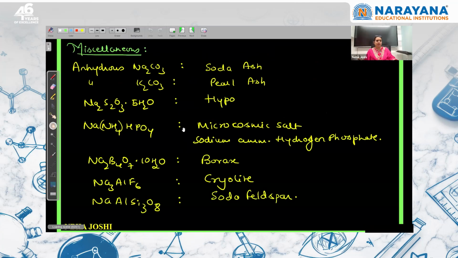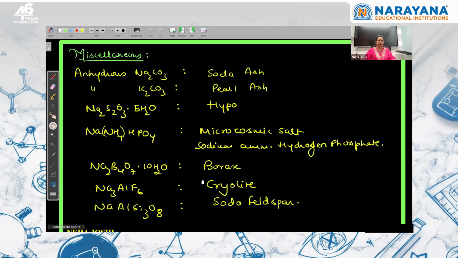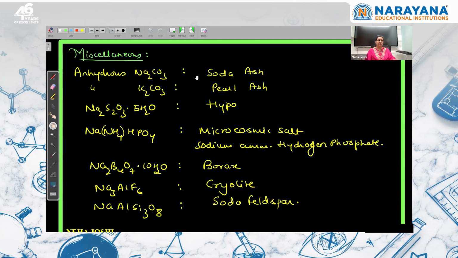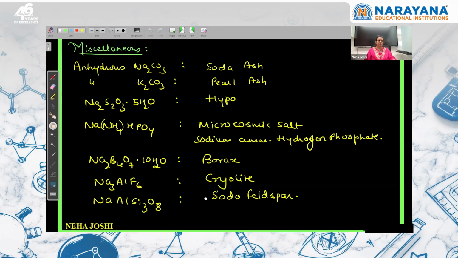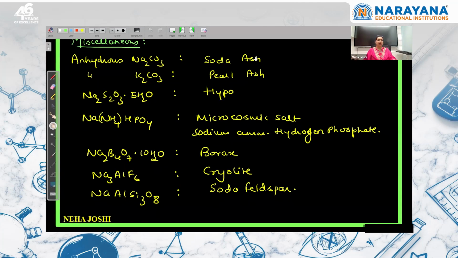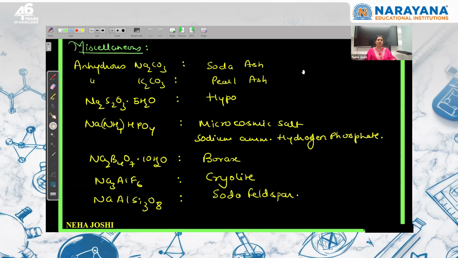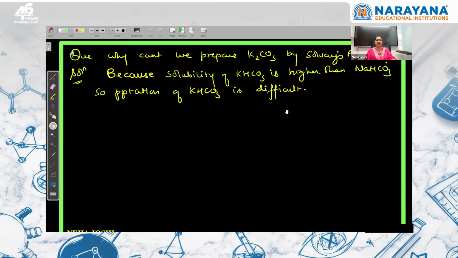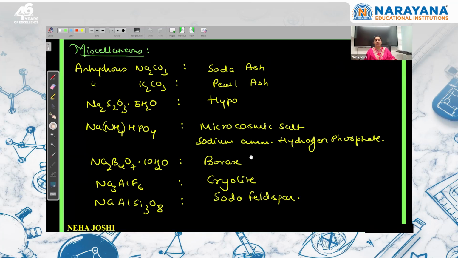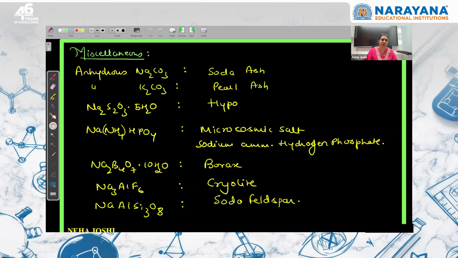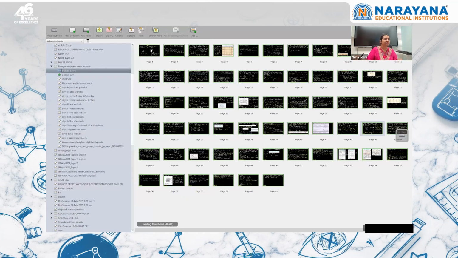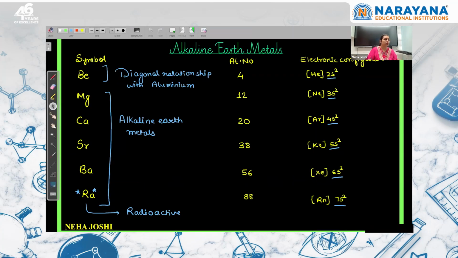Clear? Miscellaneous points, just a few names which might be useful somewhere, so I have just added them here. You can go through it. Why can't we prepare K2CO3 by the Solvay process? I have already told you that KHCO3 is much more soluble, so you cannot prepare K2CO3 by the Solvay method. Clear? So this closes our first group, or I should say the alkali metals. Moving to the second group.